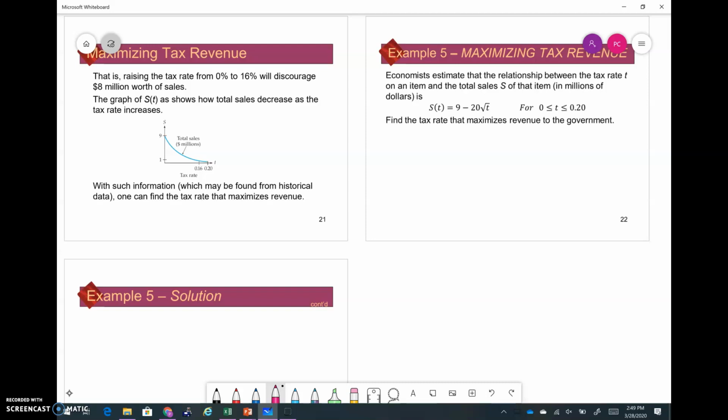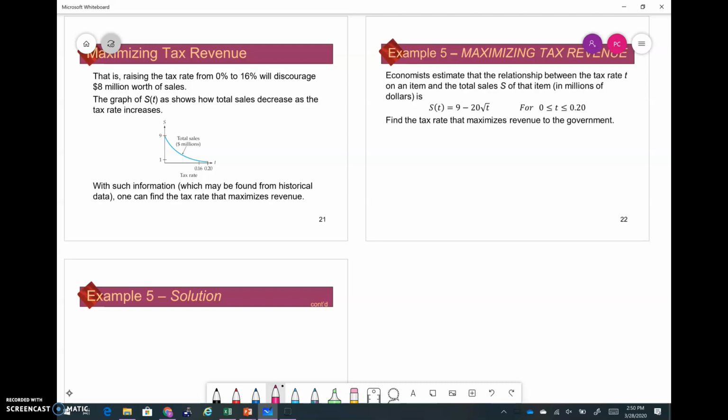The graph of S of T shows how sales decrease as the tax rate increases. So with such information, which can be found from historical data, one can find the tax rate that maximizes the revenue. So again, we're going to maximize revenue.